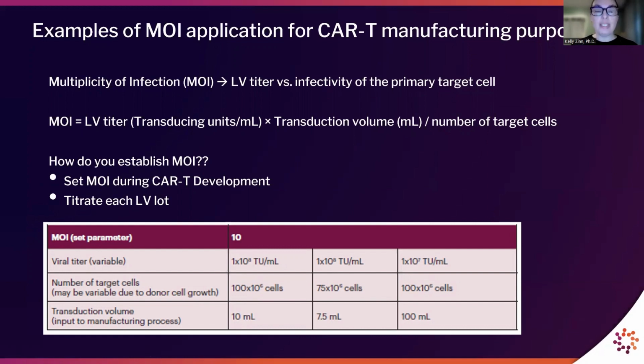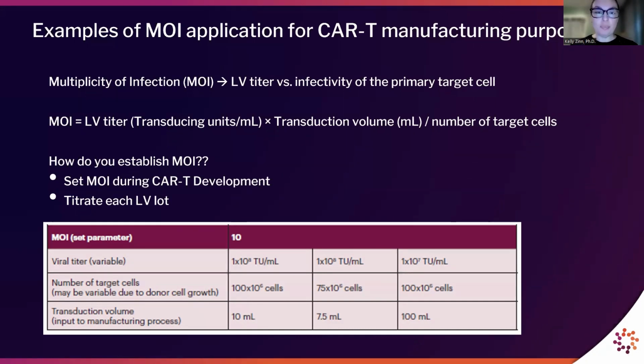And this normalization is often implemented as a multiplicity of infection, or MOI parameter, on the CAR-T batch record. And that MOI correlates lentiviral vector titer to volume used in transduction. The MOI is calculated from the lentiviral vector titer, so transducing units per ml, multiplied by the transduction volume and divided by the number of target cells. So the volume can be back calculated by knowing the viral transducing units per ml and the target cell number and the MOI.